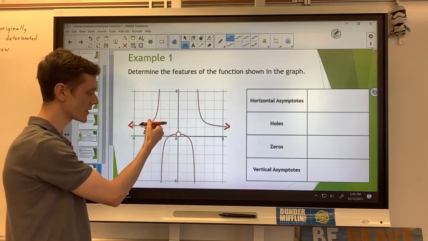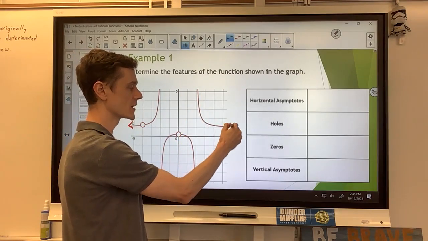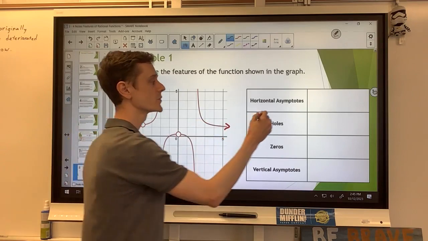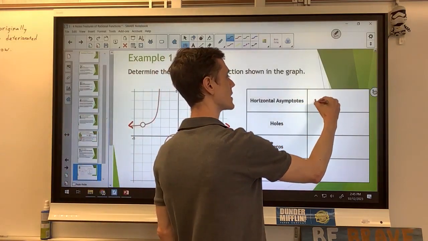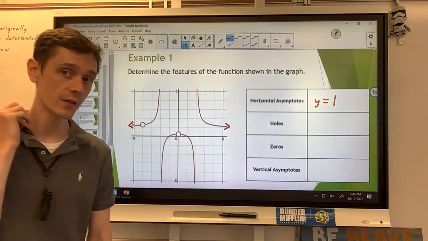So the graph is getting very close to 1 on the left side, and on the right side, the graph is getting very close to a height of 1. So it's going to keep getting closer and closer to it, but never hit it. So in that case, my horizontal asymptote is occurring at y equals 1. I can't see the expression, but I can see that on the graph.